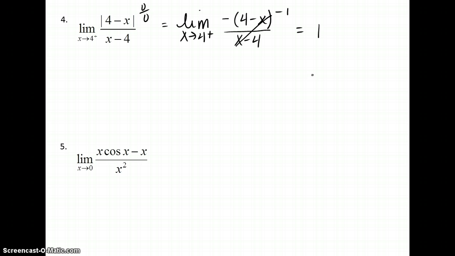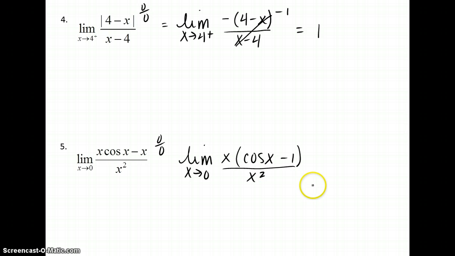Number 5, limit as x approaches 0. Direct substitution would give us 0 over 0. So notice in the numerator, you can factor out an x from the numerator. Leaves you with cosine x minus 1 all over x squared. Direct substitution would still give you 0 over 0. So an x cancels in the numerator and denominator. And then this is your special trig limit. And that's equal to 0. So we had proved that in class. So that's one that you need to know.